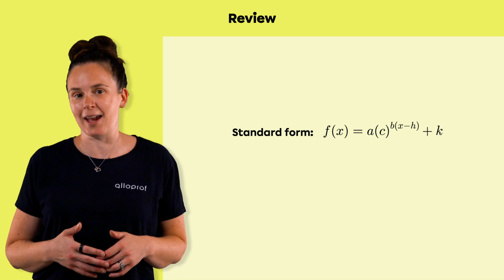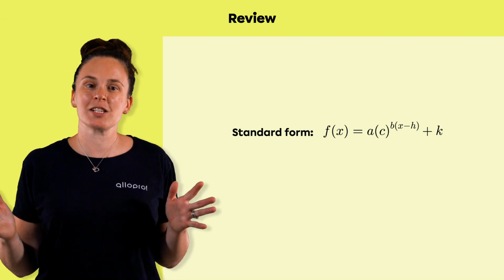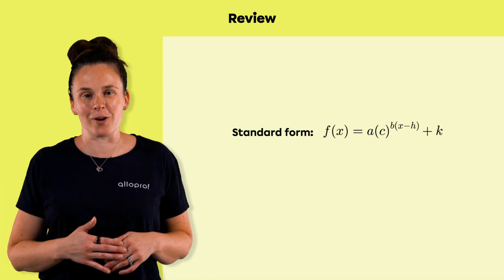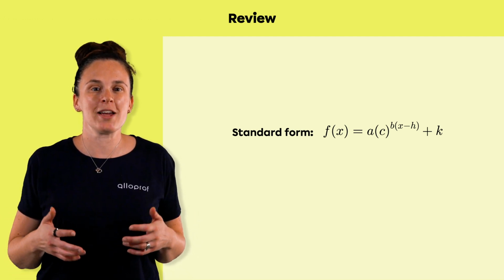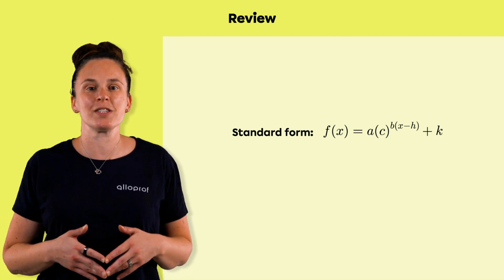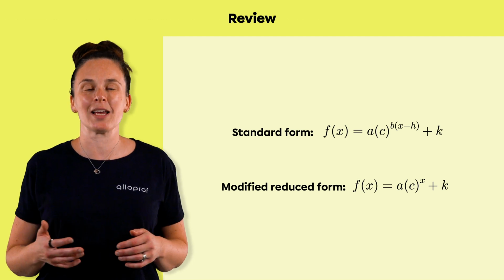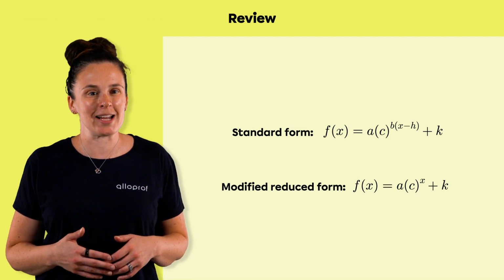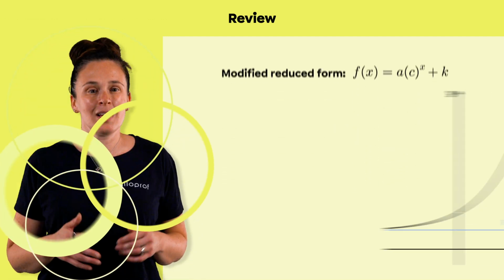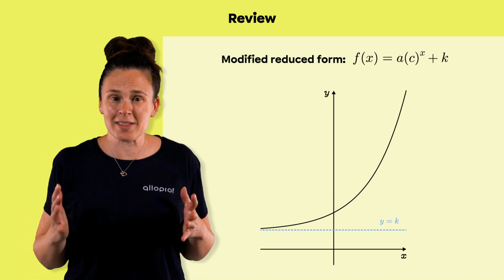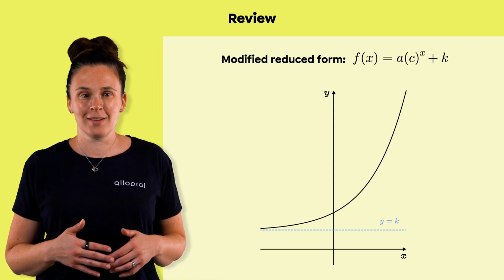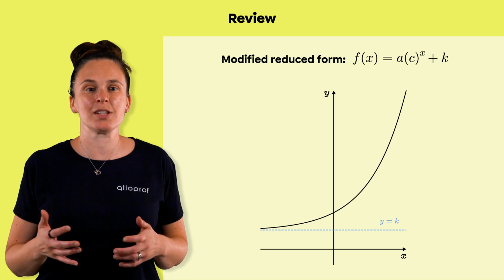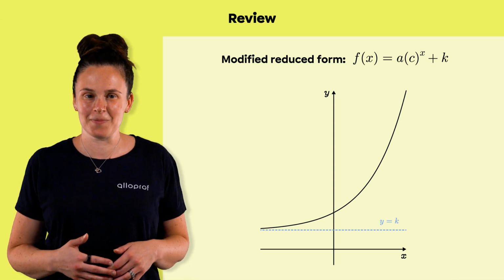Thanks to the laws of exponents, we can reduce the standard form, which allows us to have fewer parameters. This is why the form used when looking for the rule of this function is f(x) = a × c^x + k. It is also important to remember that this function has a horizontal asymptote at y = k. The equation of the asymptote allows us to quickly find parameter k.